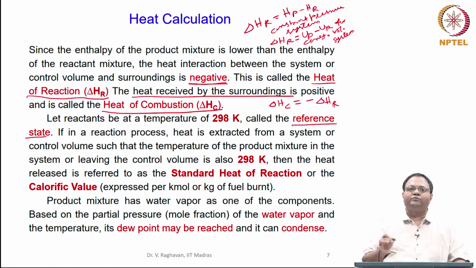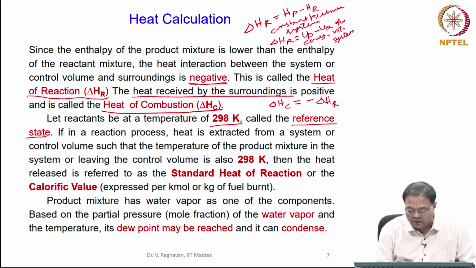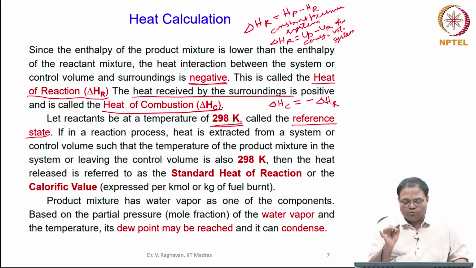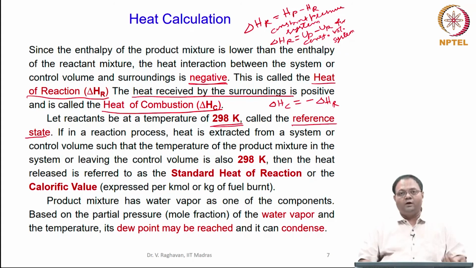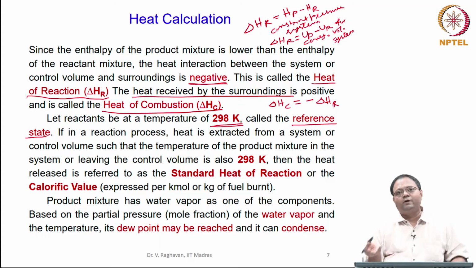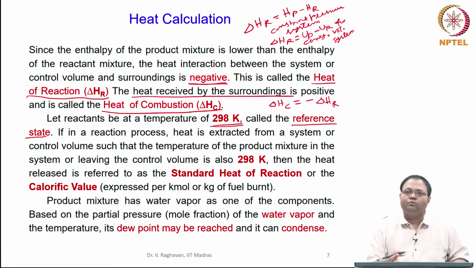Actually two properties are required to fix this. One is pressure, another is temperature. The temperature basically is taken as 25 degrees centigrade, the ambient temperature, 298 Kelvin. That is taken as the reference temperature, and the reference pressure is 1 atmosphere, atmospheric pressure. But enthalpy or internal energy does not depend on the pressure, so it is better to only refer to the temperature here. So let the reactants be at a temperature of 298 Kelvin, which is the reference temperature.